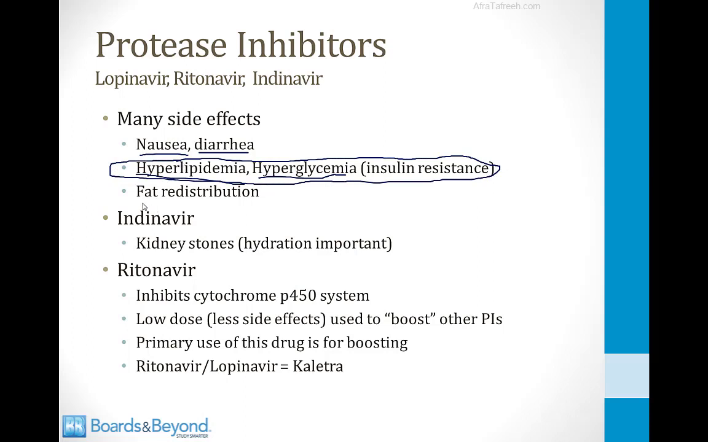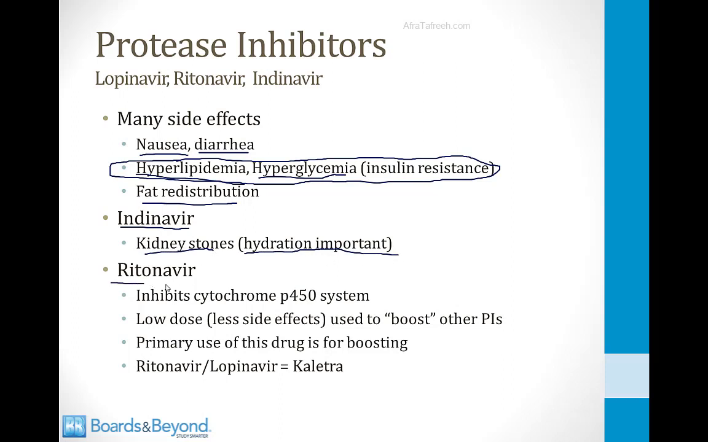There is a characteristic fat redistribution that occurs in patients on protease inhibitors. They have loss of fat in their legs and in their arms, but they get increased fat around their abdomen and also at the base of their neck. That's called a buffalo hump. This is sometimes a barrier to compliance because people don't like the accumulation of fat when they're on these drugs. Indinavir has a unique side effect. It can cause kidney stones, and keeping patients well hydrated when they're on this drug is very important.